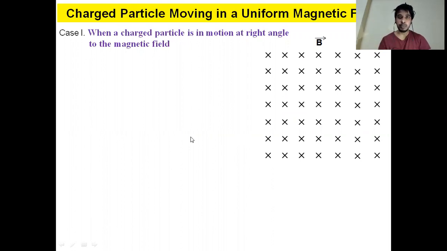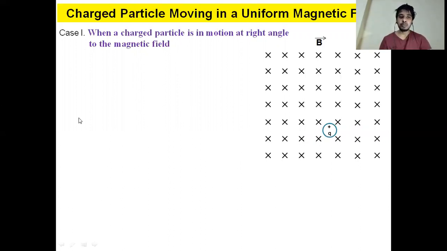Now a charged particle Q enters this uniform magnetic field with velocity v from the left side of your screen. So it is perpendicular to your magnetic field. So this is the direction of the uniform magnetic field and this is the direction of velocity.